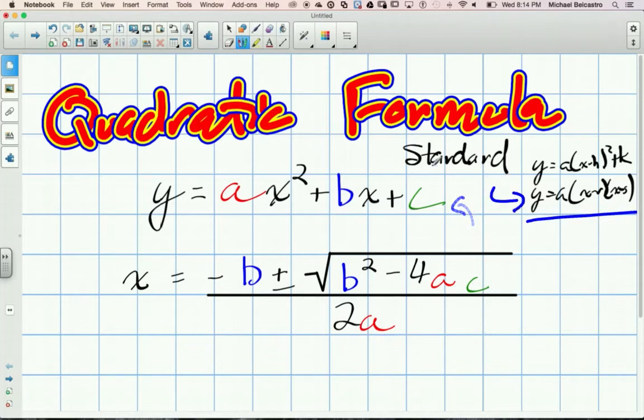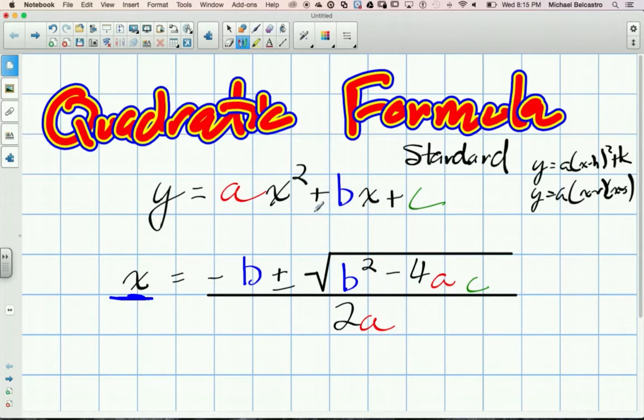Another benefit of this is you can find the x-intercepts and then change into factored form using this. So there's lots of different things you can use this for. Normally the teacher will just tell you to use it to solve for x-intercepts, but there's a couple other things it can be used for.